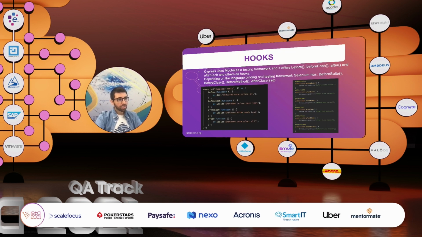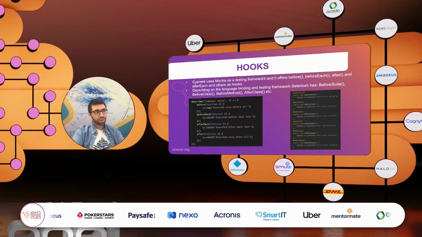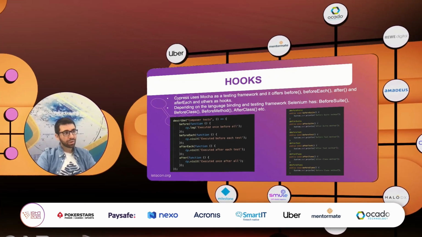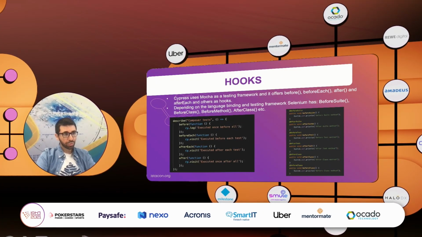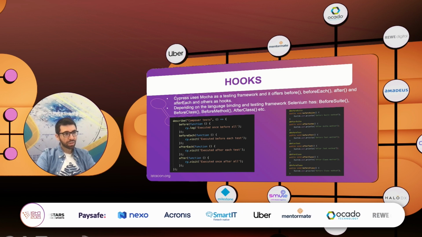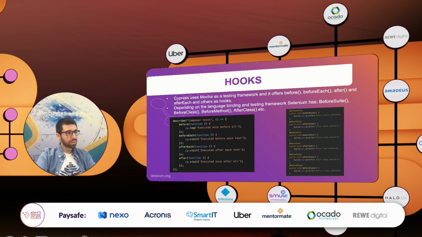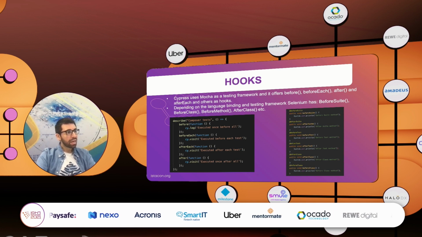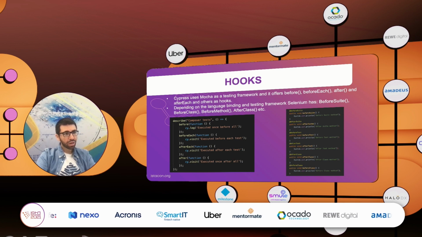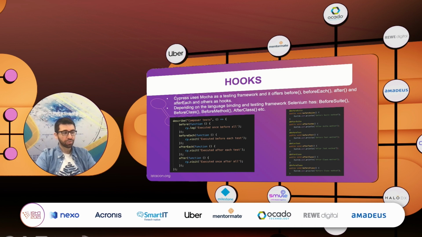Hooks. Cypress uses Mocha as a testing framework, and it offers before, beforeEach, after, and afterEach, and other annotations as hooks. Selenium, on the other hand, depending on the language binding and the testing framework which we use, has before suite, before class, before method, and after class. You can see on the left picture an example of a spec file. In the describe block, we have our beforeEach and after. And on the right picture, we have before suite, before test, and after test.